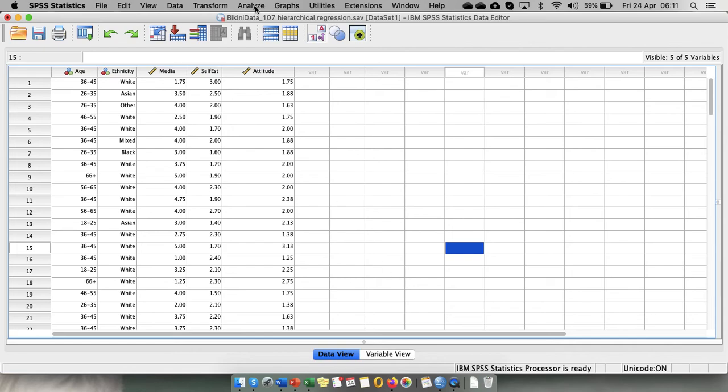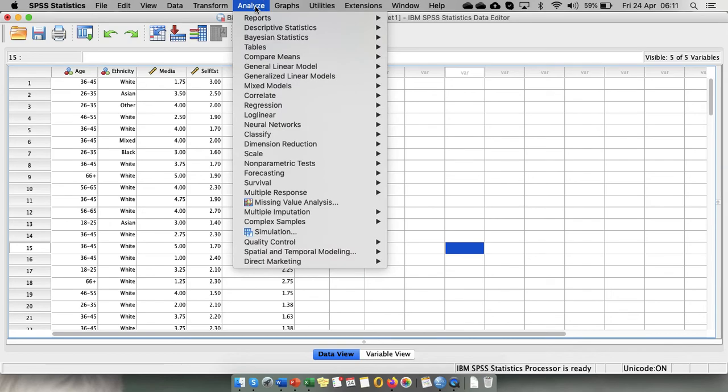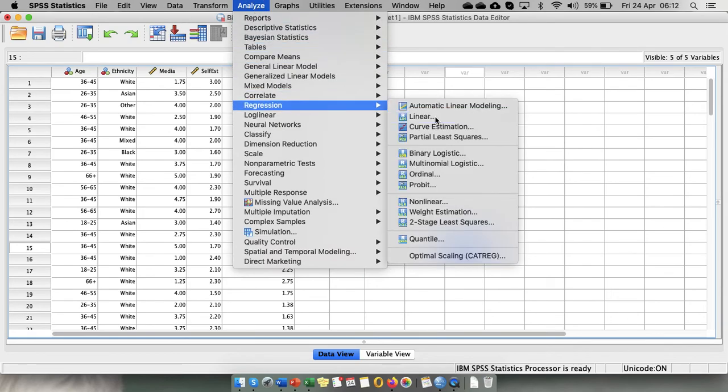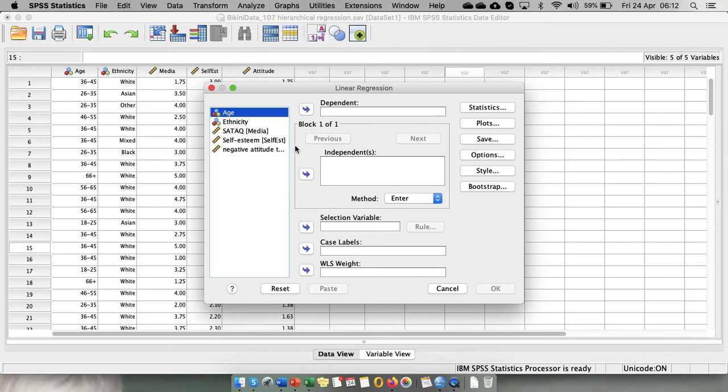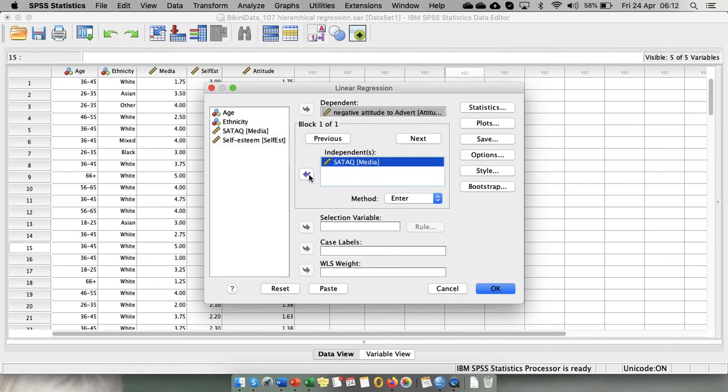So to perform hierarchical regression, go to Analyze, Regression, Linear. And we put our dependent variable in the dependent box. So negative attitude to advert is the dependent variable. Then for the independent variables, in here you see it says block 1 of 1. So that's where we can enter variables and steps. The first variable we enter is the one we want to control for, which is self-esteem. Then we go next, and we can enter in our next block our media pressure scores.